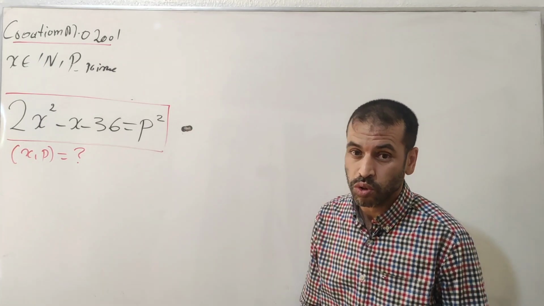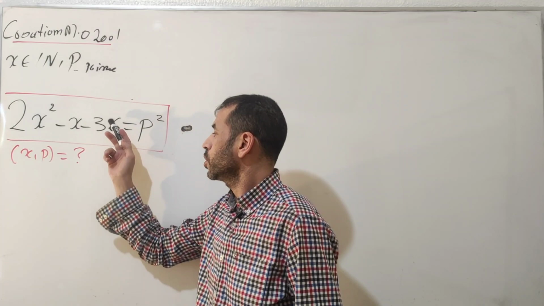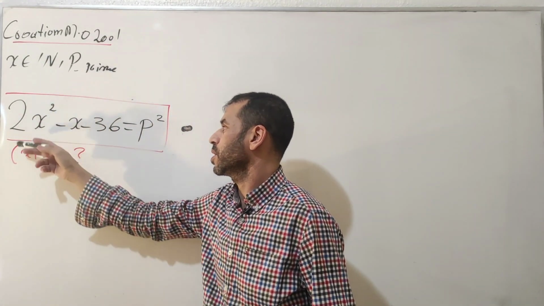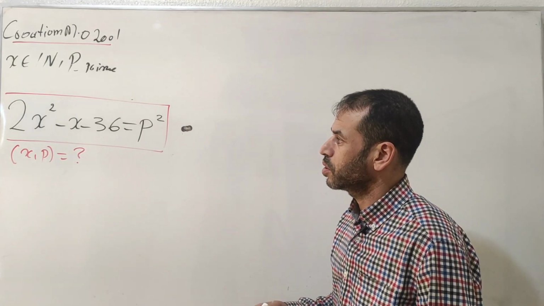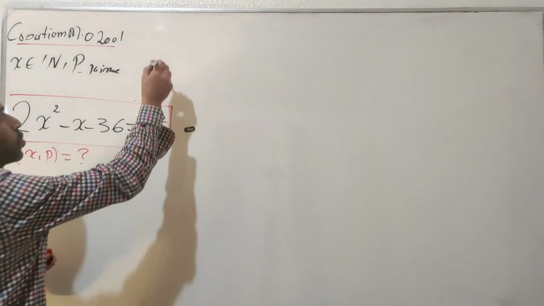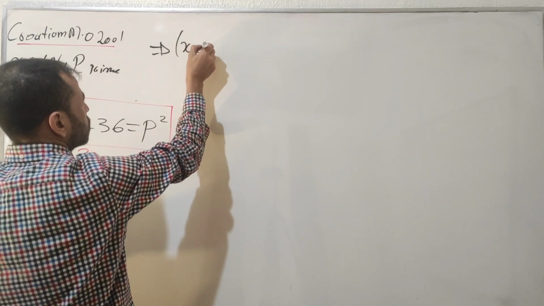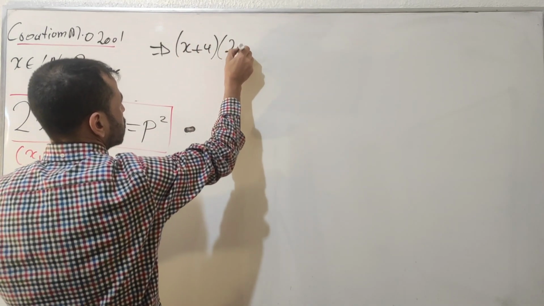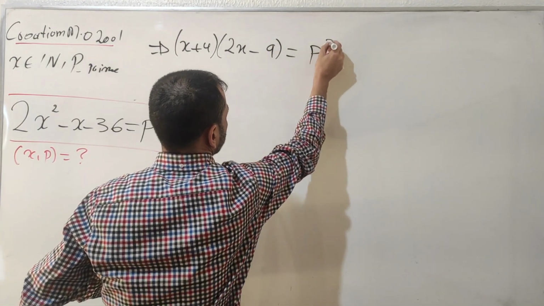Now let's jump into the solution to see what this one is going to be. Notice here you may have different methods you can apply. Now let's go to the easiest method of this one. If I factor this out, I will end up with (x plus 4) times (2x minus 9), which equals p squared, with p a prime.